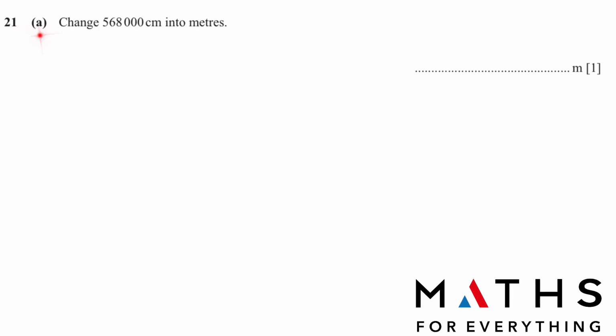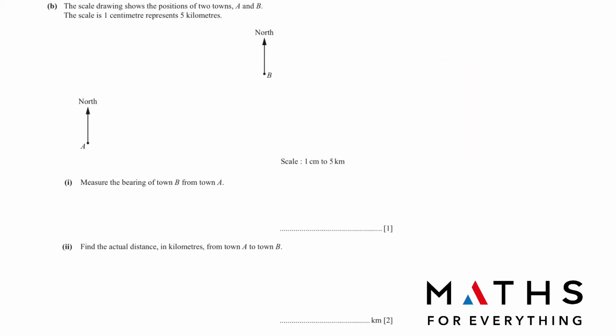Question number 21A. Change 568,000 centimeter into meters. For this, changing centimeter into meters, we have to divide by 100. So when we divide by 100, you will get the answer 5,680 meters.